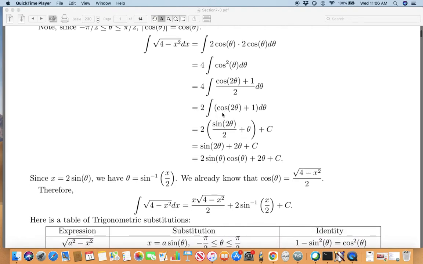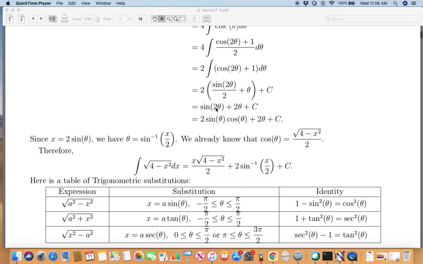The integral of cosine 2 theta is sine 2 theta over 2. The integral of 1 is theta, and there's a 2 outside. So distributing, that reduces: you have sine 2 theta, and this becomes 2 theta, plus a constant. Sine 2 theta is nothing but 2 sine theta cosine theta, plus 2 theta.